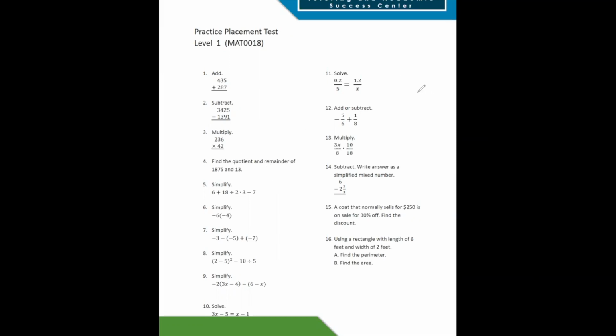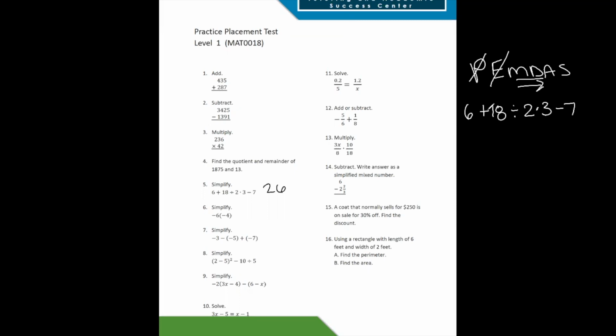Number 5 is an order of operations question, and the correct answer for number 5 is going to be 26. So for number 5, it's 6 plus 18 divided by 2 times 3 minus 7. This is order of operations, which means we're going to be using PEMDAS. P stands for parentheses, but there are none. E stands for exponents. Again, there are none. And then we're going to do multiplication and division from left to right.